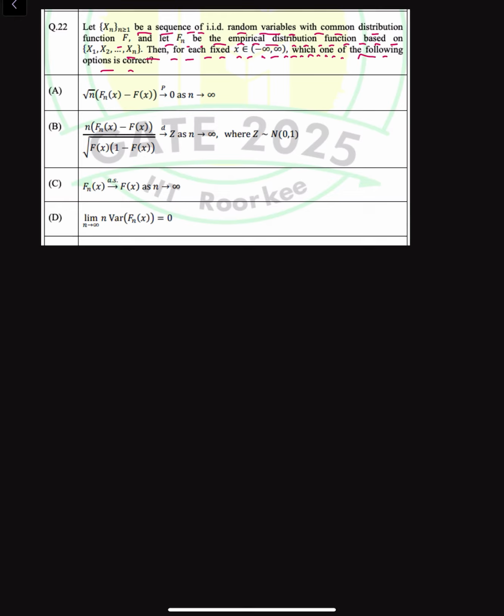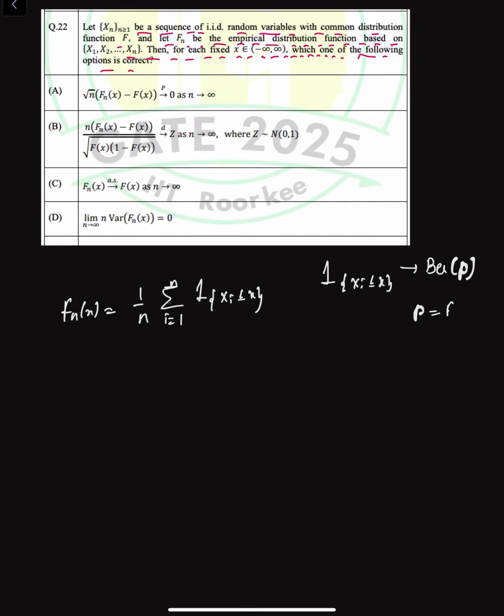So first of all, if we consider this Fn(x), Fn(x) is 1/n summation i equals 1 to n indicator of Xi less than or equal to x. Basically this indicator of Xi less than or equal to x is Bernoulli with probability p, where p is nothing but F(x). So Fn(x) is nothing but the sample mean of n i.i.d. Bernoulli F(x) random variables.